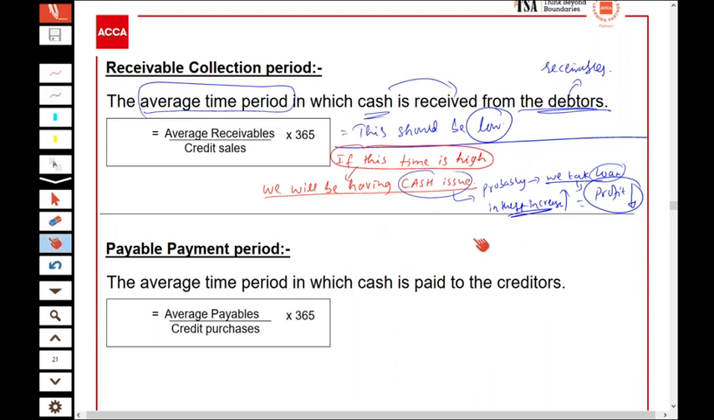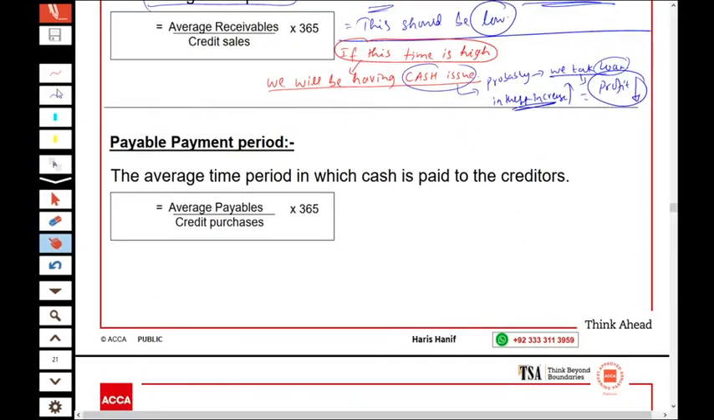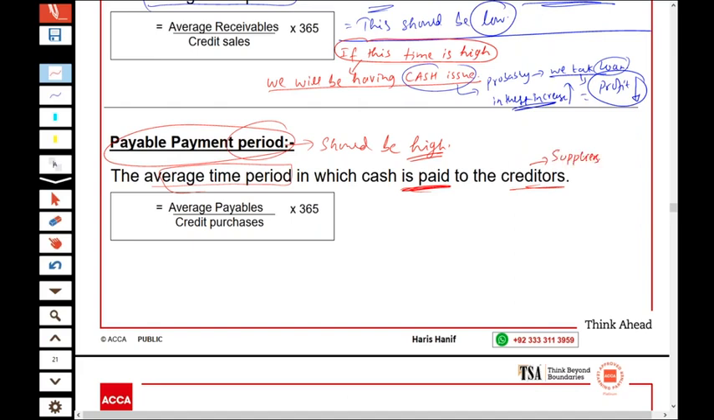Now that is the payable payment period. In the next, payable payment period should be high, but not too high, because the supplier may be disappointed and will not give you credit in the future. But from the financial angle, it is the average time period in which cash is paid to the creditors. Creditors means suppliers. And you calculate this like average payables upon credit purchases multiplied by 365.